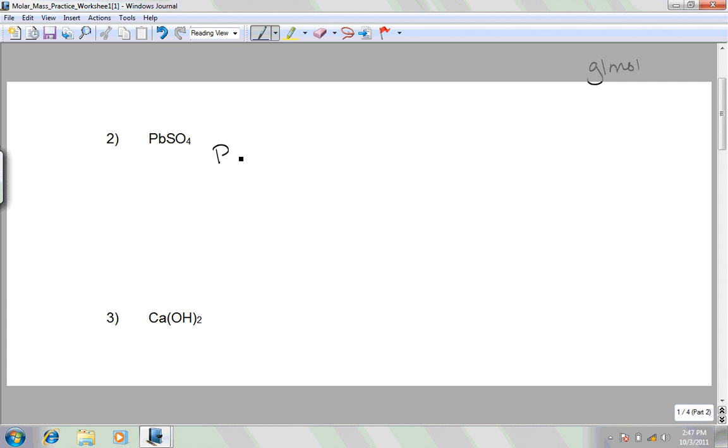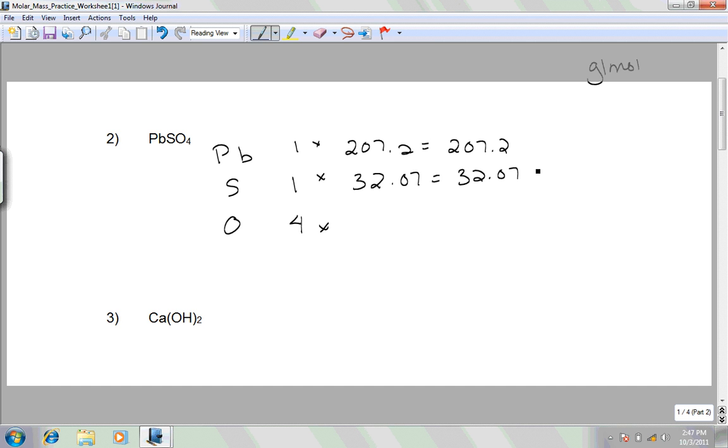Alright, so number 2 is lead sulfate. So we have lead, sulfur, and oxygen. We have 1 lead, 1 sulfur, and 4 oxygens. Looking on the periodic table, you find lead, and you find it's 207.2. So 1 times 207.2. Sulfur is 32.07. So 1 times 32.07. And then oxygen is 16.00. So it'd be 4 times 16.00, which is 64.